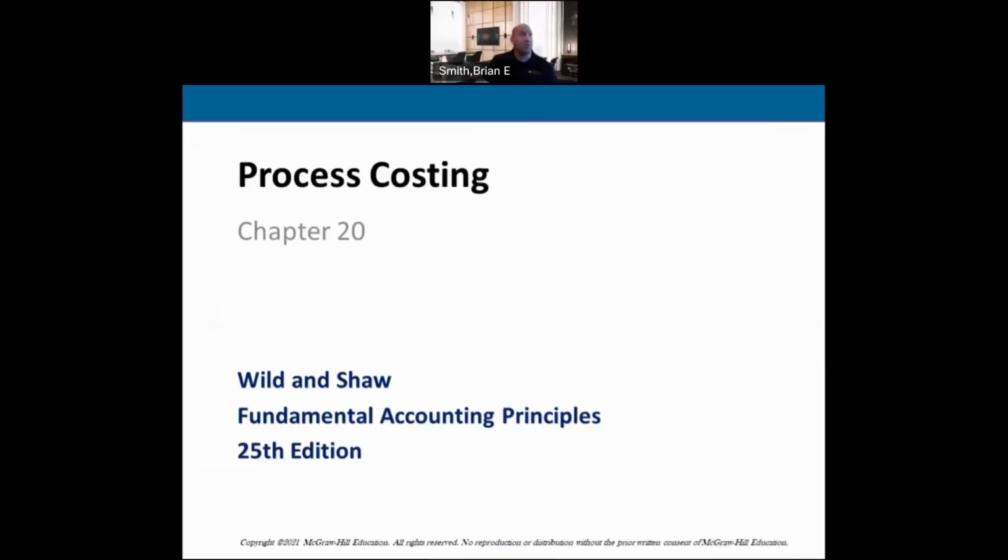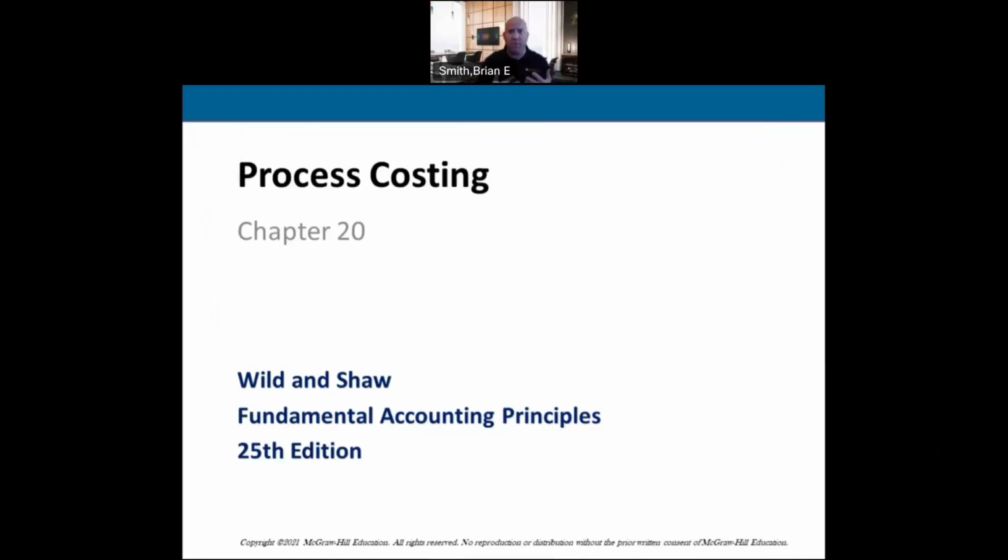Hi, and welcome to Process Costing for Chapter 20. Today's lecture is going to be on just that, process costing. We talked about job order costing in Chapter 19, and this is kind of the other part of that. Job order and process costing kind of go hand in hand.